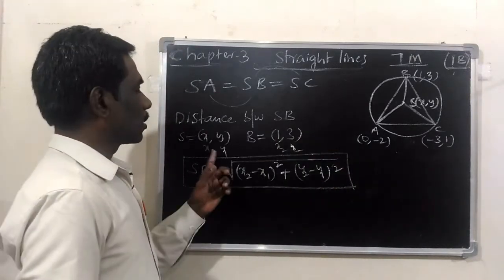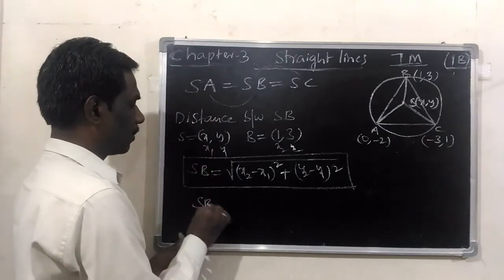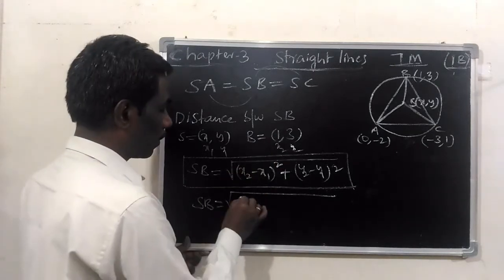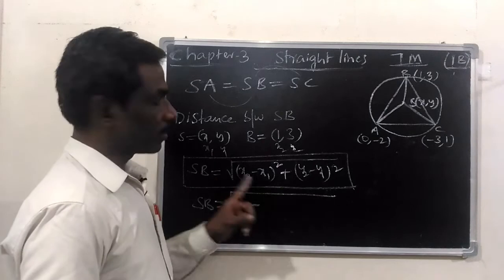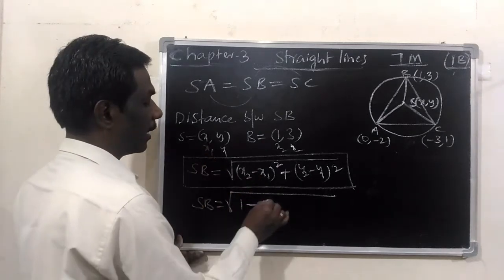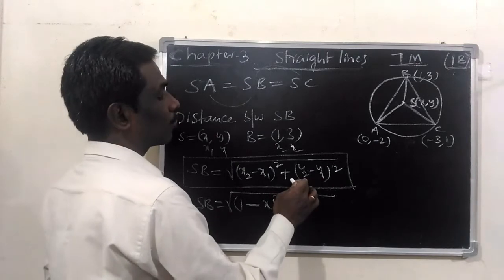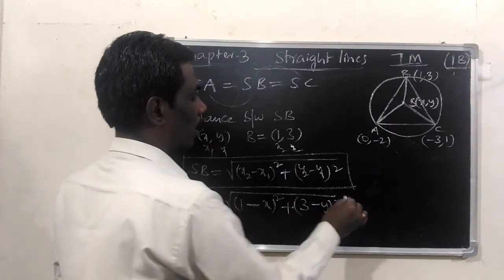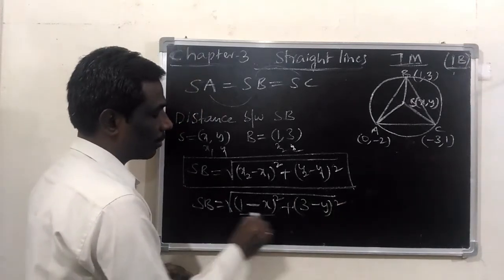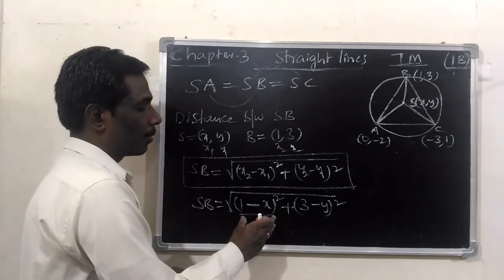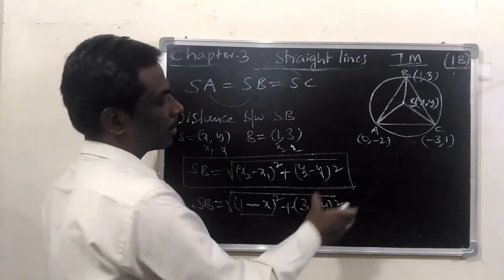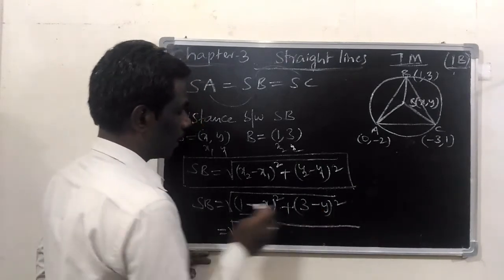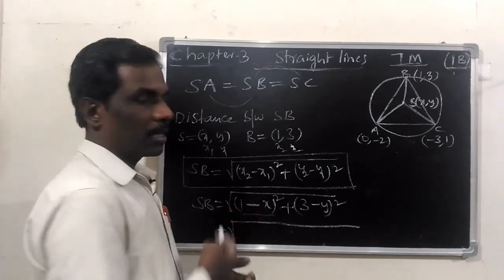So in this formula, substitute these 2 points. SB is equal to the square root of, in place of x2 write 1, minus x1 is x, whole square, plus y2, which is 3, minus y1 is y, whole square. Now expand this. 1 minus x whole square is in the formula of a minus b whole square. So it is equal to the square root of, in place of a is 1, in place of b is x.